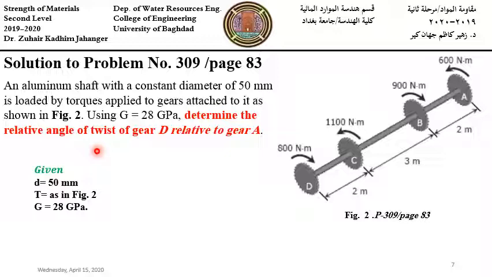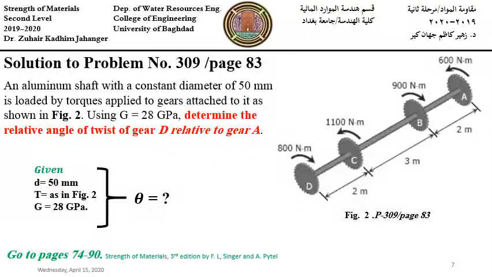So to start the solution, given: D equals 50, the torques as in figure 2 are 600, 900, 1100, 800, and G, the modulus of rigidity, is 28 gigapascal. So from these given variables, we need to calculate theta, but keep in mind theta from D to A.